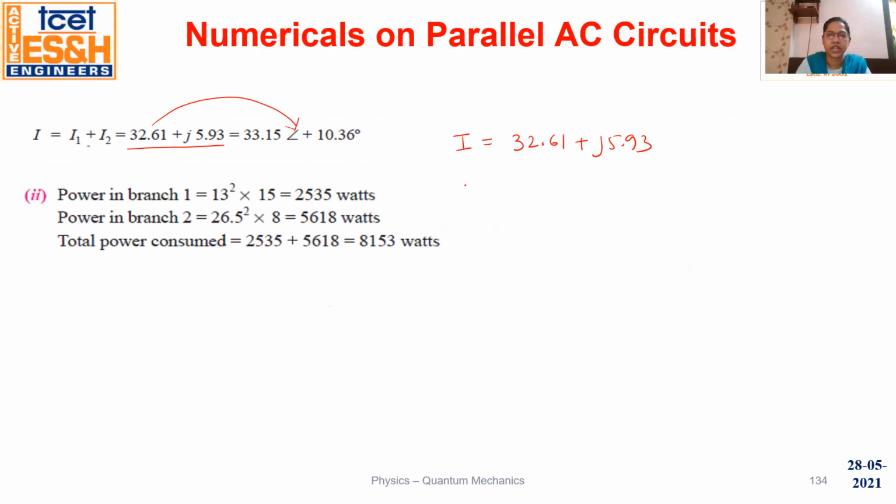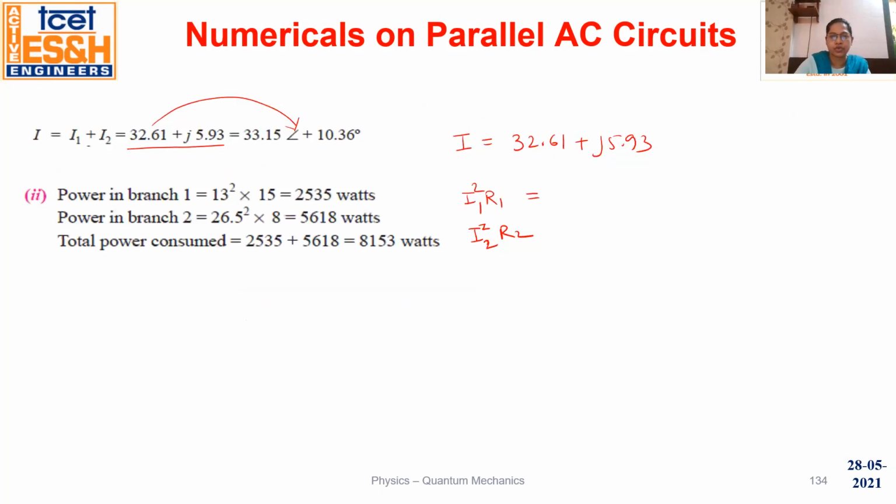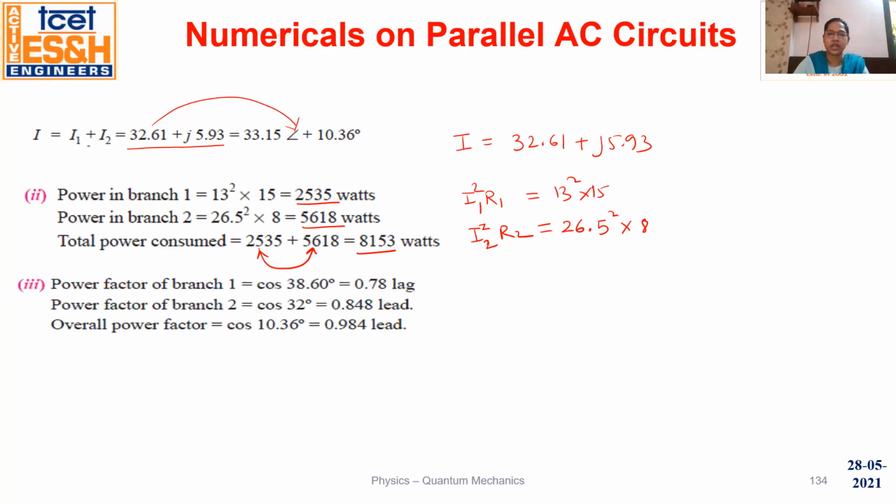Now, power in branch 1 is I1 square R1 and in branch 2 it is I2 square R2. We know the value of I1. So you have to write here I1 is 13 square, R1 is 15 as given, whereas in the second branch, 26.5 square multiplied by 8. This will give the power of these two branches. And when you add these two powers, it will give simply the total power consumed.